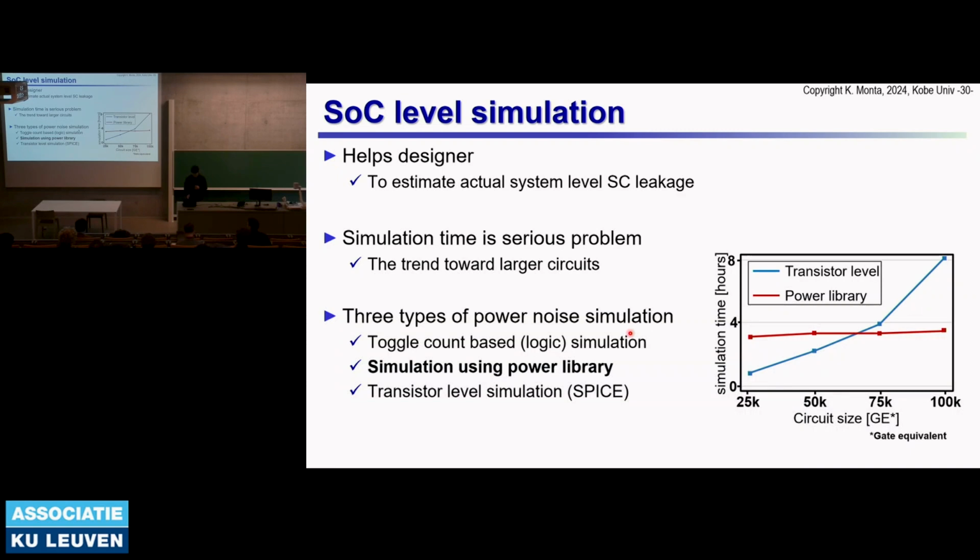As I said, there are some kinds of power noise simulation. One is the toggle count based simulation, another one is simulation using a power library, and the last one is simulation using SPICE. This is the most accurate one. However, SPICE has a problem. When the circuit size is increasing, SPICE simulation time also increases exponentially. This is just an example. In SPICE simulation, if the circuit size becomes bigger, simulation time goes longer. So I decided to use simulation using a power library. This is the topic I'm talking about in this chapter.